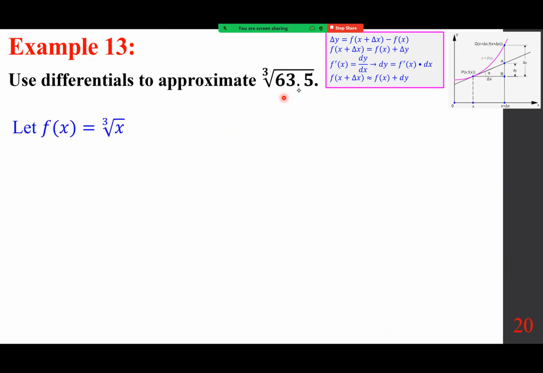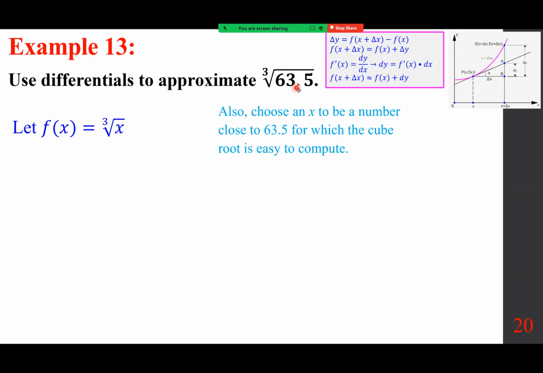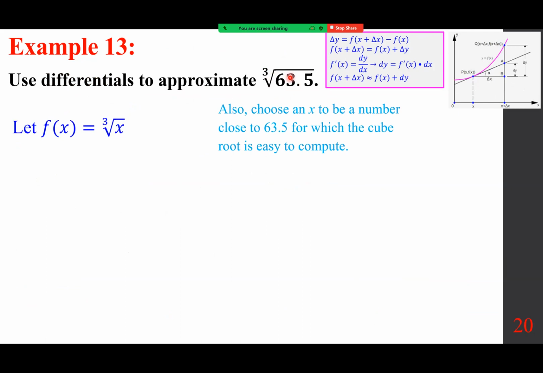The next thing is the closest number to this that we can easily take a cube root of. There is no need for a calculator. And I hope everybody knows the answer is 64 because the cube root of 64 is 4. So we let x be 64, closest number to that. And so notice, because we want to go from 64 to 63.5, we are going down by 0.5. So dx or delta x is negative 0.5.